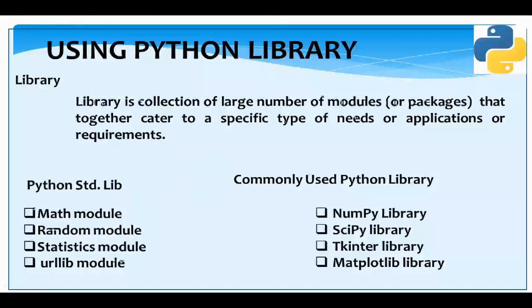So we have come to a basic definition: a library is a collection of modules that together cater to a specific type of need, application or requirement. In Python, there are libraries which are automatically installed at the time of Python installation. These are called the Python standard library, which contains various modules, for example the math module, random module, statistics module and urllib module. They are already available when you install Python on your computer.